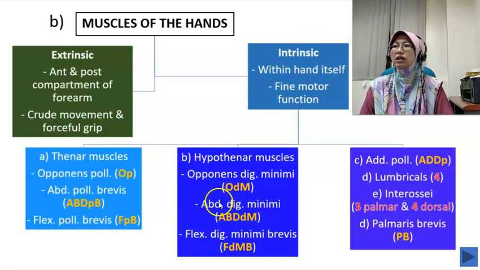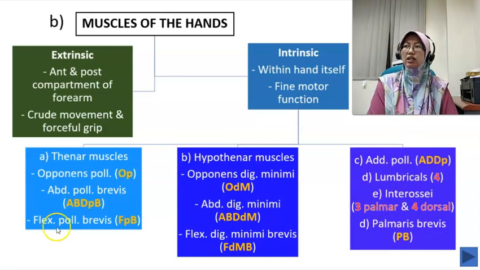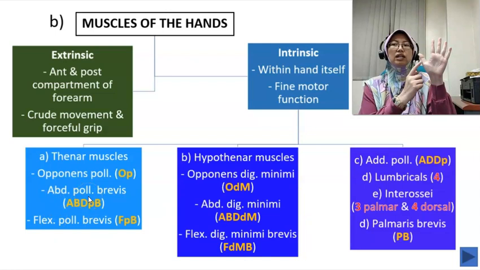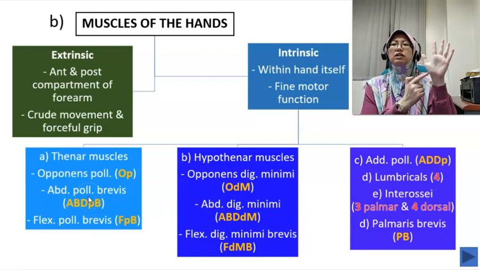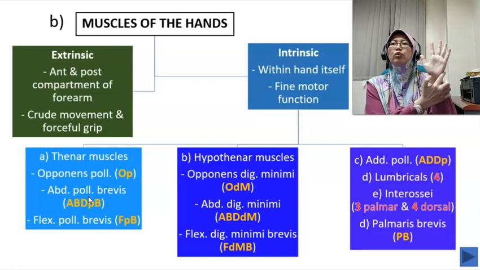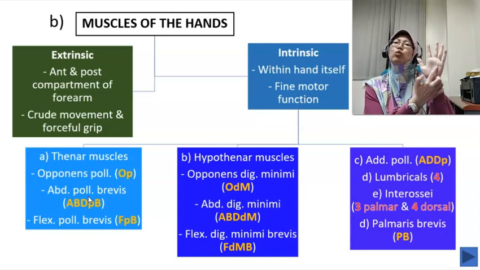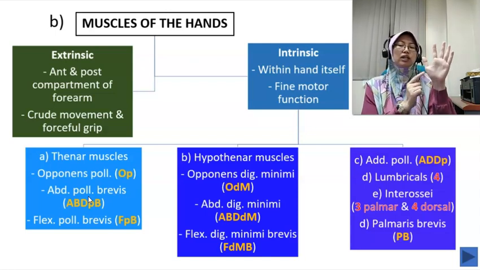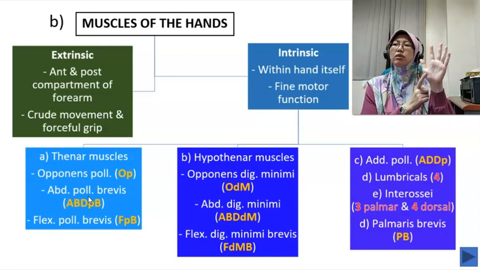Thenar muscle, hypothenar, and other intrinsic muscle. Thenar muscle, thenar is here, yang besar ni, the big one. The most prominent one is thenar. Ni hypothenar, smaller lah kan. Hypo lah. Okay, hypothenar. 3 muscle and 3 muscle.